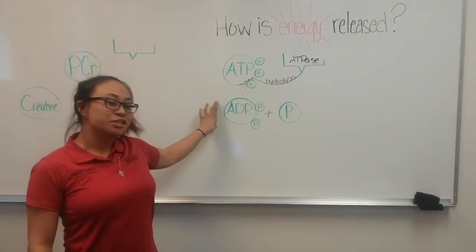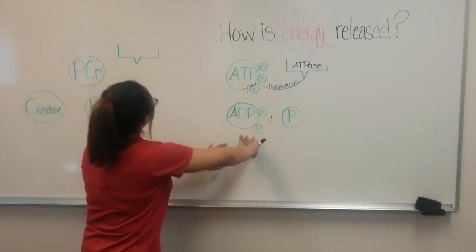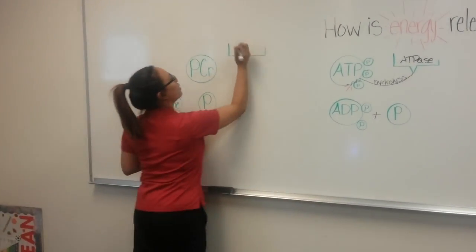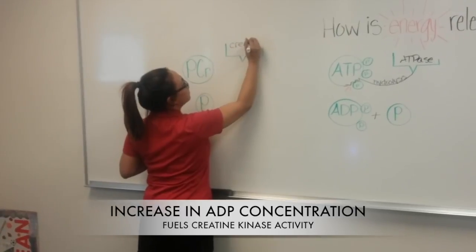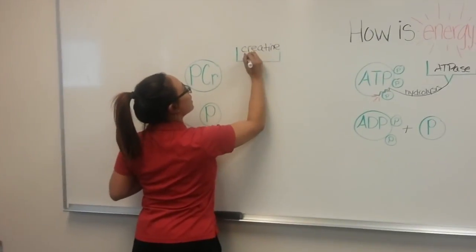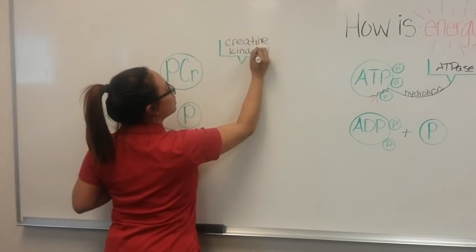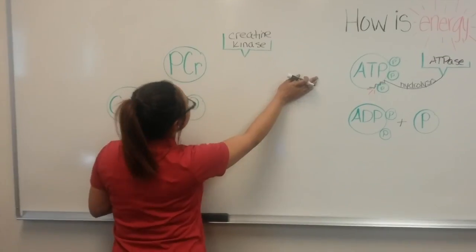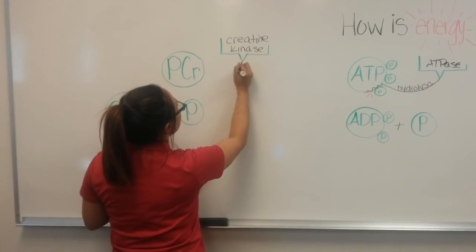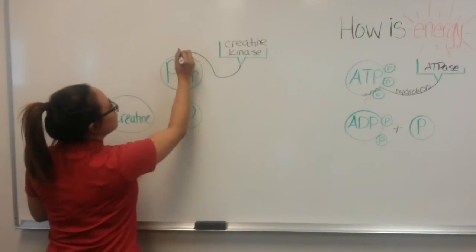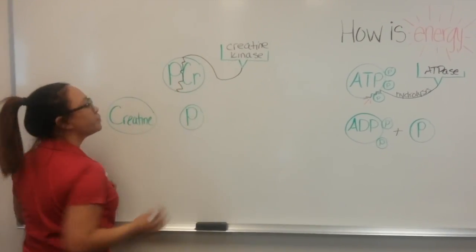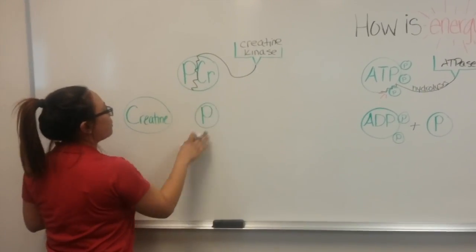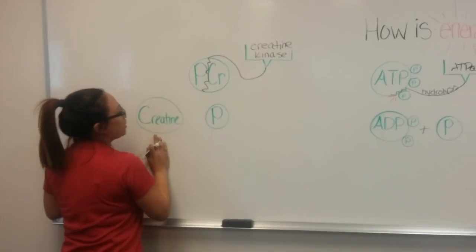When there is an increased concentration of ADP, it fuels an enzyme activity called creatine kinase. What creatine kinase does is something similar to ATPase, where instead of splitting ATP, it splits off the phosphocreatine molecule through hydrolysis. After hydrolysis, you get a freestanding phosphate and a creatine molecule.